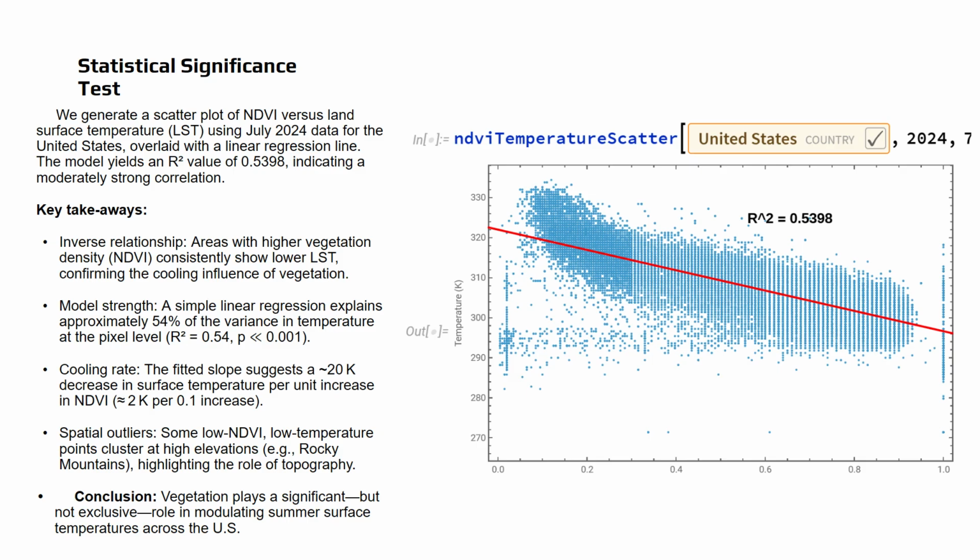To quantify the relationship, I plotted NDVI versus LST for July 2024 by using the pixel pairs from the images. It has to do with RGB values, and I applied a linear regression. The R-squared value was about 0.54, meaning NDVI explained over half the variance in surface temperature at a pixel level. The slope suggests a cooling effect of about 2 degrees Celsius per 0.1 increase in NDVI. This confirms vegetation has a meaningful cooling role, though not the only factor. Topography and urban morphology also play parts.